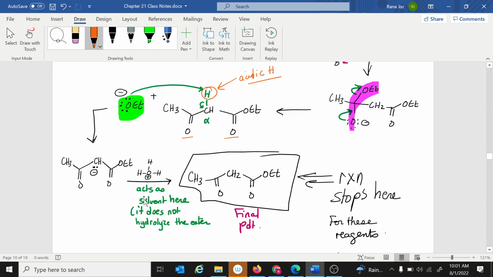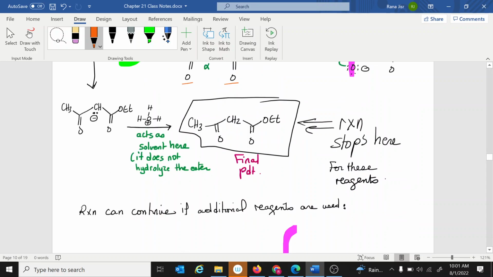And this one acts as a solvent. It does not hydrolyze the esters, not yet. It just acts as a solvent and protonates the enolate and you get your final product, which is exactly the same as the product that you got up there. But it's just multiple additional steps. The reaction stops here, unless you want to go ahead and add more reagents, okay?